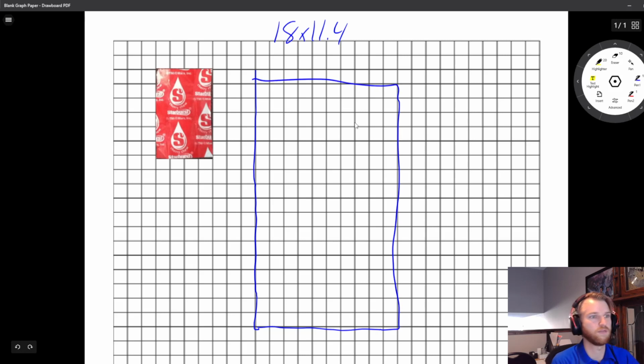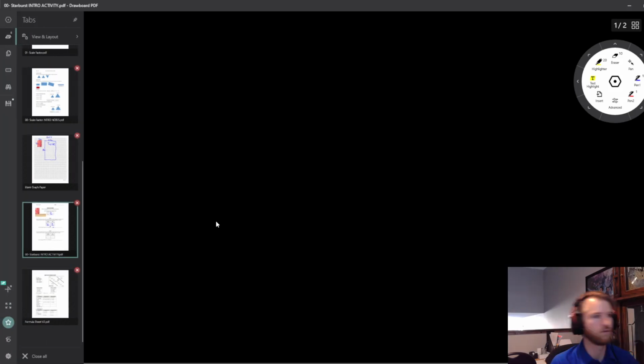In real life, you'd make your lines nice and straight with the ruler, measure them exactly, and so on. And I would label this task 1. It's not a bad idea to label as well that this was 18 centimeters by 11.4 centimeters, and our original one here was 6 centimeters by 3.8 centimeters. Okay, so that is all I have to do for task 1.